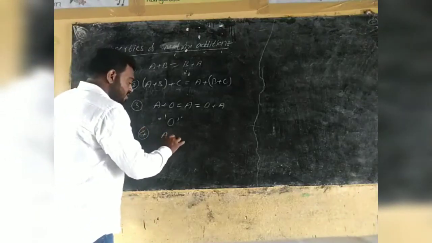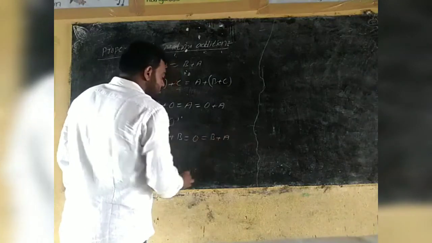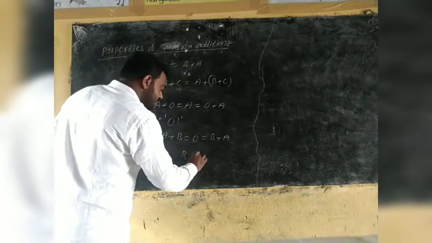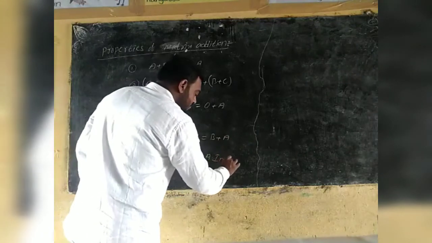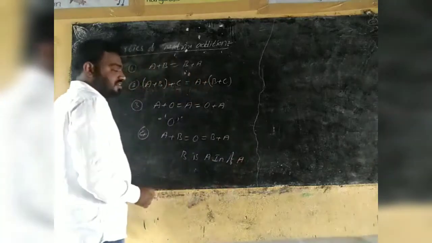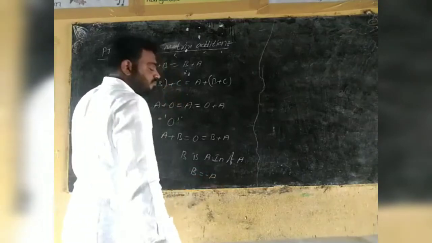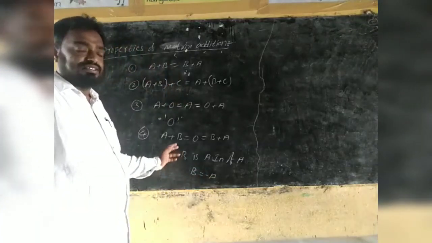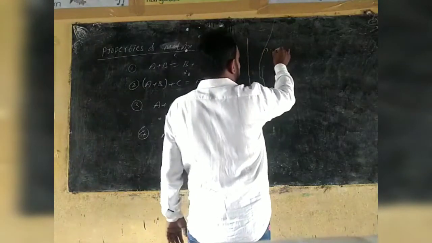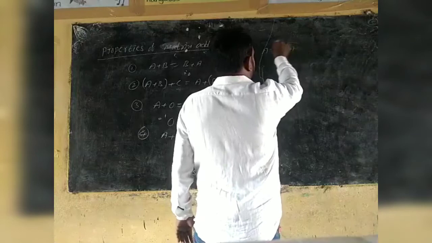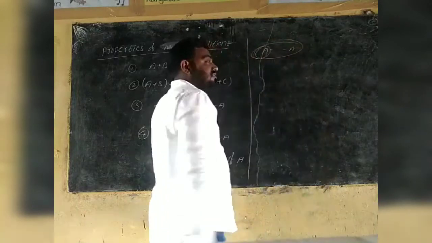If A plus B is equal to O is equal to B plus A, then B is the additive inverse of A. That is, B is equal to minus A, nothing but the additive inverse of A. The additive inverse of A is minus A.